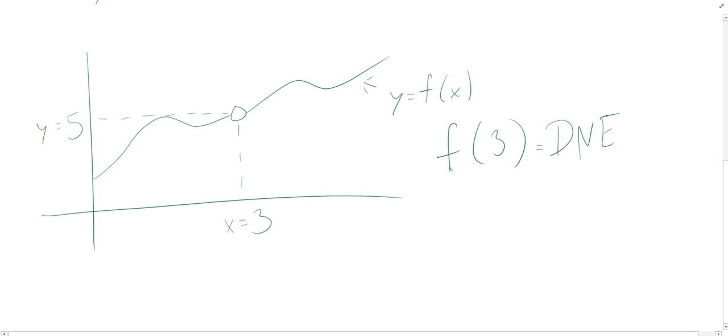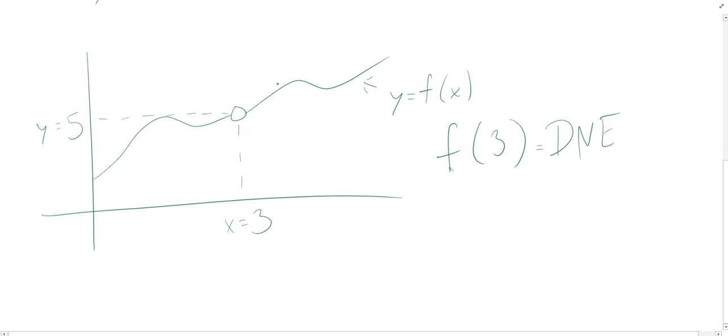calculus. That's what D&E stands for, does not exist. So if we try to see what the function really does on this graph at x equals 3, we see that we're left with some undefined value. But we as humans, we can just look at this graph and we can tell, hey, this graph really wants to go to y equals 5.